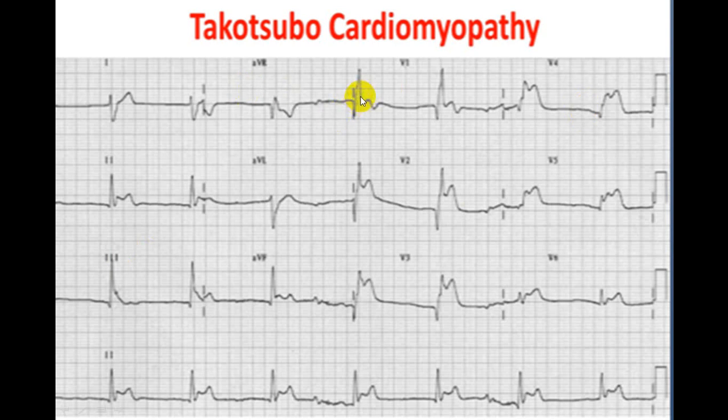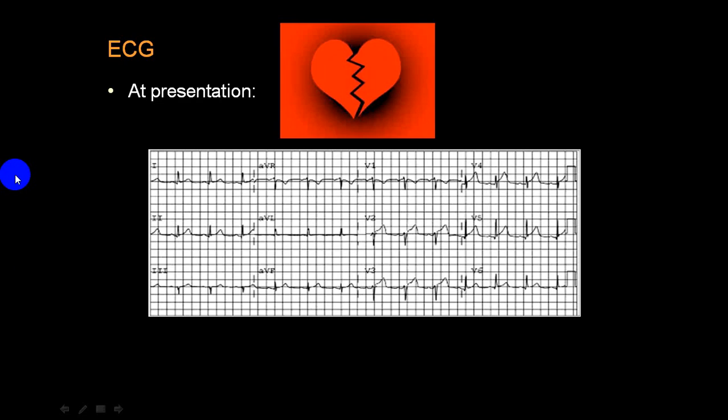So here you can see an ST segment elevation in widespread changes V1 to V6. Also you can see in lead 2, lead 3 and even in AVF. So this is a widespread change suggestive of Takotsubo.